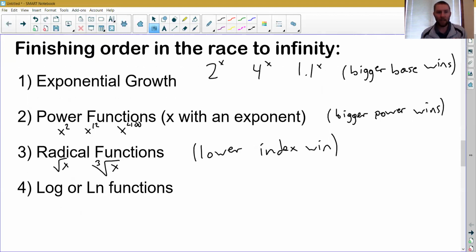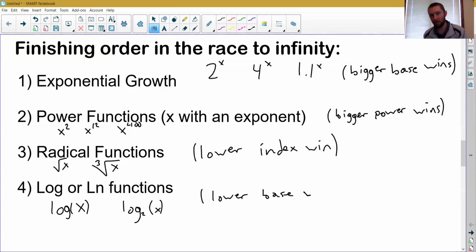And then the last thing is log or natural log functions. Log functions come in last. So, you know, we can just see log of x like from our calculator. That would have a base of 10, right? We could also see like log base 2 of x, etc. And in this case, the lower base wins. So the log base 2 of x is going to beat out the log base 3 of x. So this is our finishing order in the race to infinity.